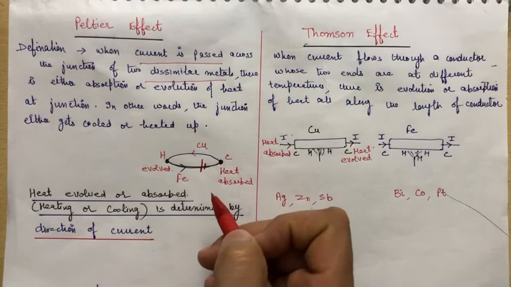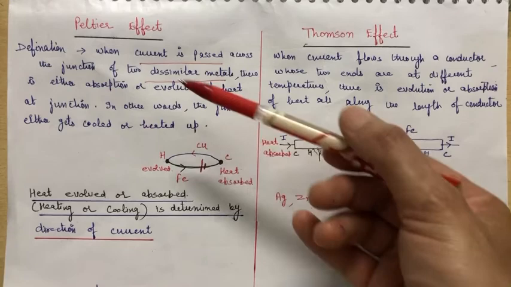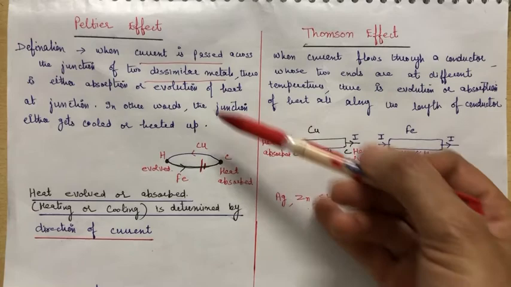In the Seebeck effect, the current is produced. We first heat and cool the junctions and current is produced. Now this is the reverse of that effect: current is passed first, and one junction is heated up, another junction is cooled. Clear? So this is the definition of Peltier effect.